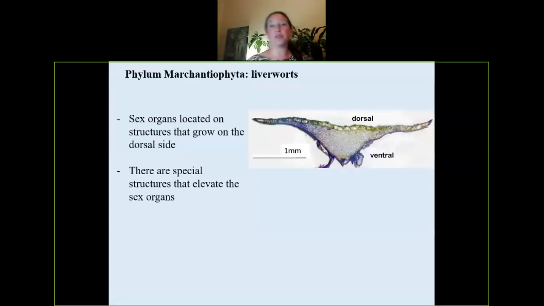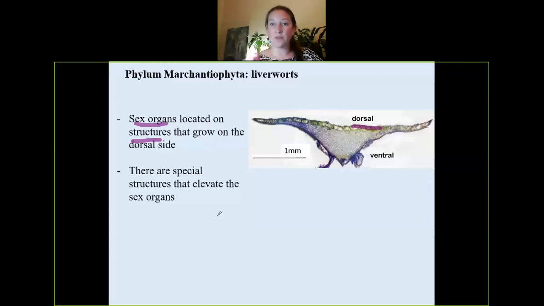This is a cross-section through a thallus-shaped liverwort, showing you where the sex organs are located. The sex organs for liverworts are located on the top, but because they're flat, we call it the dorsal side. Maybe you know the word dorsal from a shark, right? A shark has a dorsal fin on its back. That's the top. So the sex structures, the sex organs, are on the dorsal side of the liverwort.